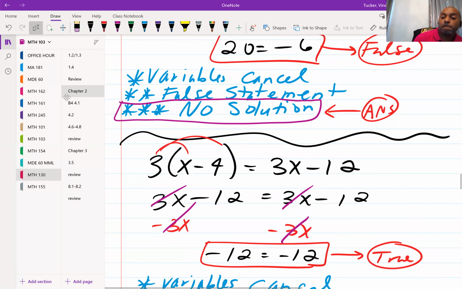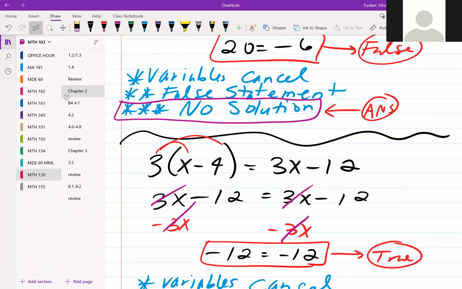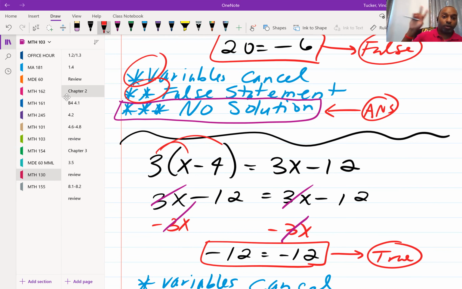In the last example, you said when the variables cancel out, the answer is a false statement. But we had 2 situations that occurred before you come down to your answer. Your variables cancel and there was a false statement. Both of those criteria have to be met before you can come to your conclusion. So don't look at those as separate things. Both of those have to occur before you say we had no solution.